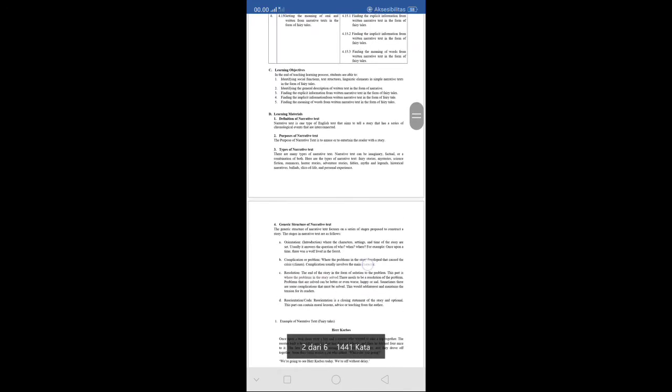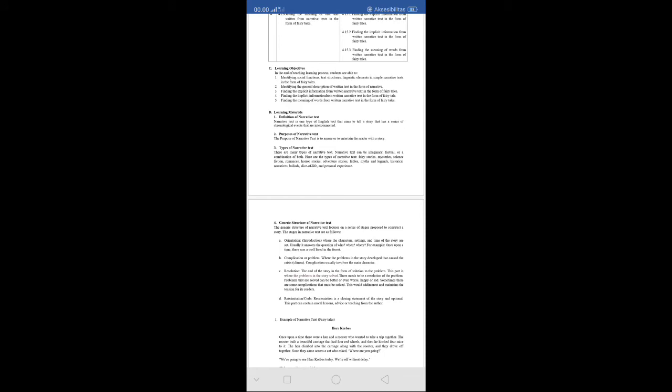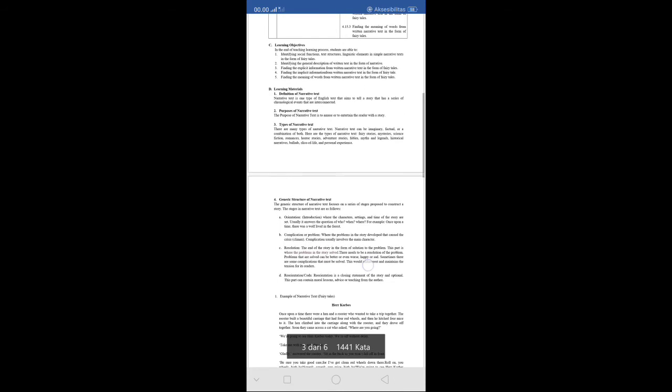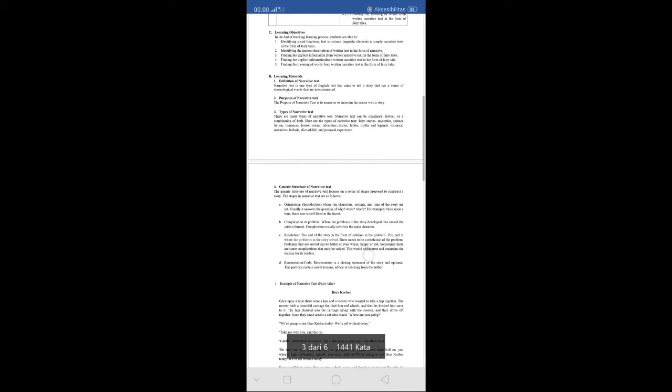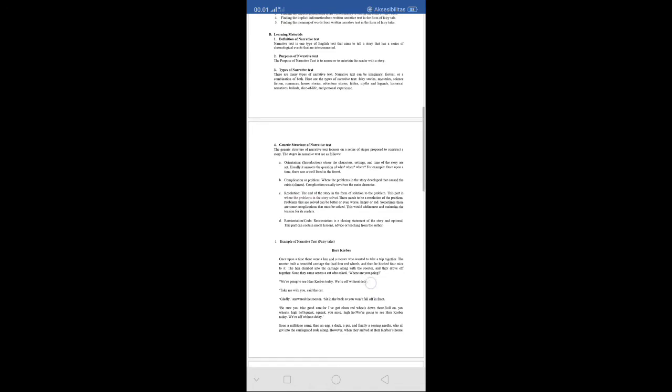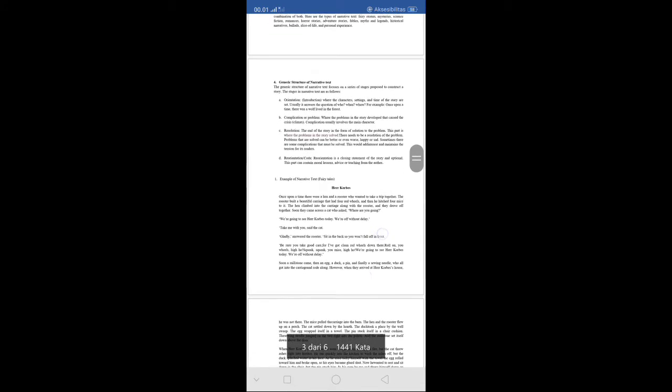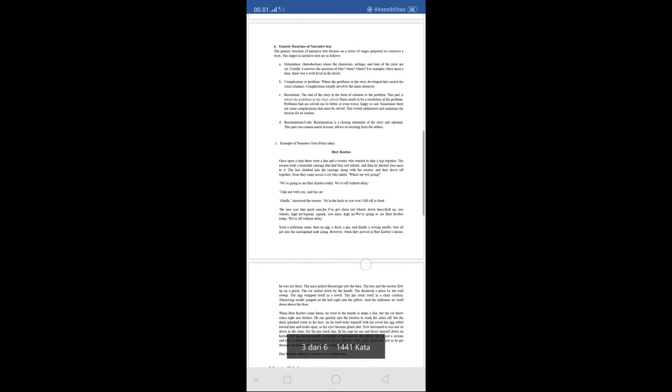And next, learning objective. In my lesson plan, there are 5 learning objectives: identifying and finding. Next, learning material. Learning material: there are definition, purpose, types, generic structure, and example of narrative text. An example of narrative text about Herr Karbes.